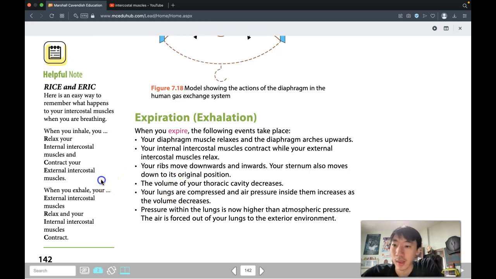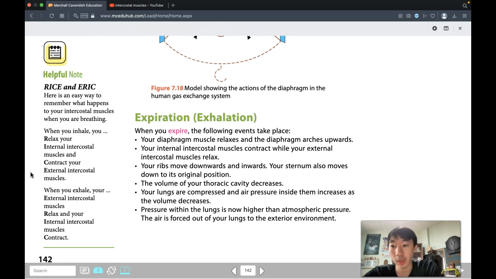Okay, so here is an easy way to remember what happens to your intercostal muscles. These two words, RISE and ERIC. RISE stands for when you inhale, you rise. So when you inhale, you are relaxing your internal intercostal muscles and contracting your external intercostal muscles. Okay, let's try and remember that. When you inhale, you relax your internal intercostal muscles and contract your external intercostal muscles.